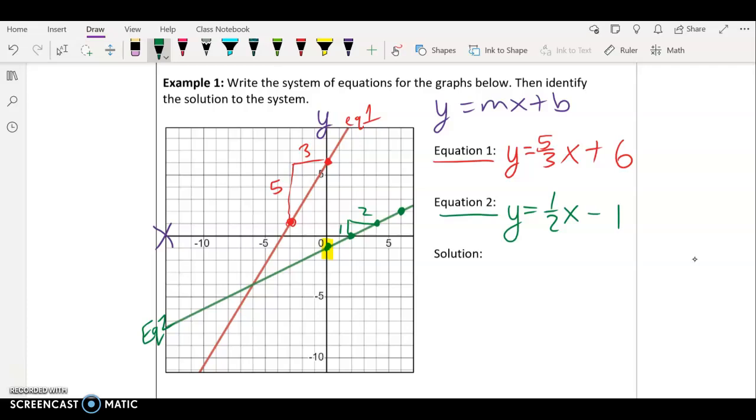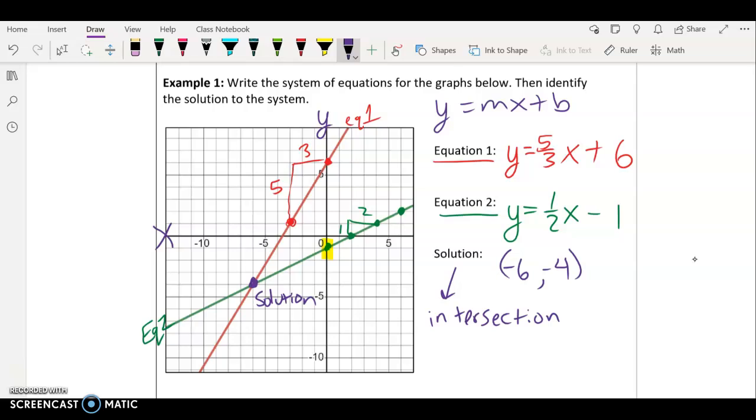Okay, and the solution, we haven't talked about what a solution is. I would write this down. It is the intersection of the two lines, where they meet. So it's this point right here, and I'll write the word solution next to it. So the solution is a point, therefore we would write it as an ordered pair. The x value of that point is negative 6, and the y value of that point is negative 4. So that point right there is the solution to the system.